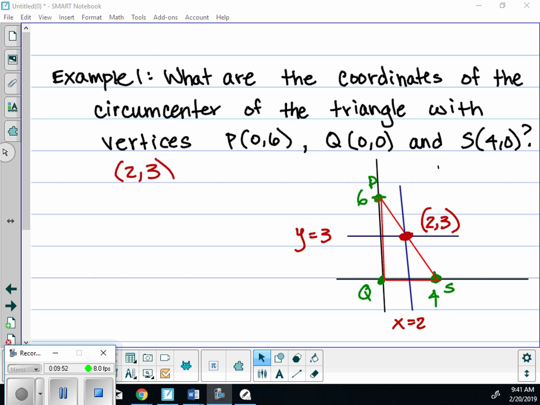(2, 3). So because we have a nice right triangle with horizontal and vertical lines, we basically just have to figure out what's the middle of 0 and 4 and what's the middle of 0 and 6. If this triangle was crooked or not a right triangle and it wasn't nearly as nicely set up, this would be a lot more difficult. But for now, we're sticking with kind of the basics.